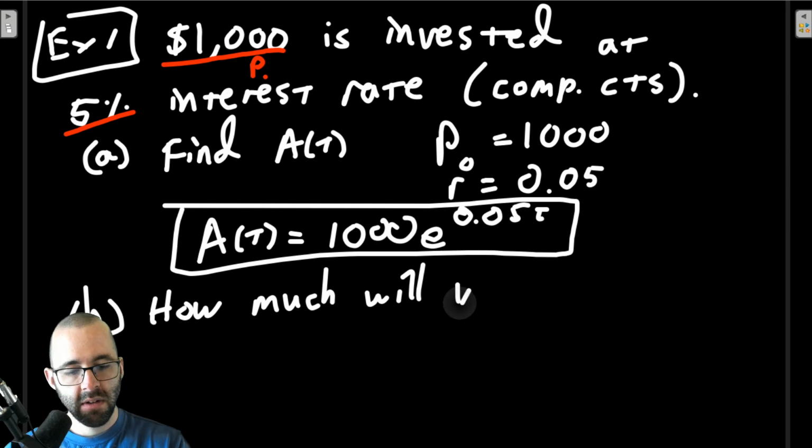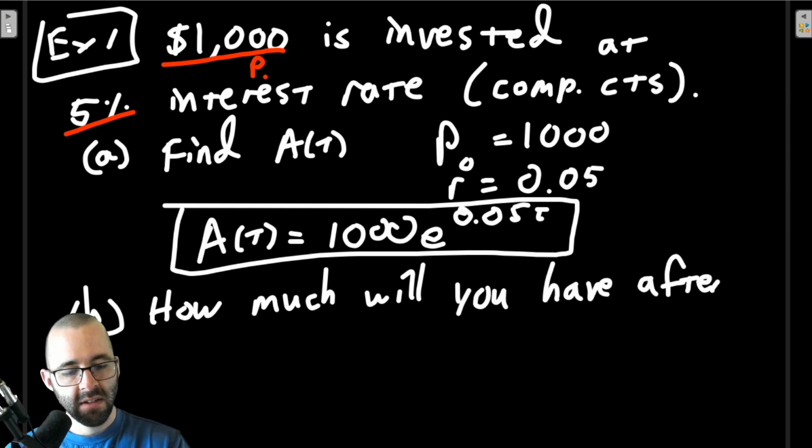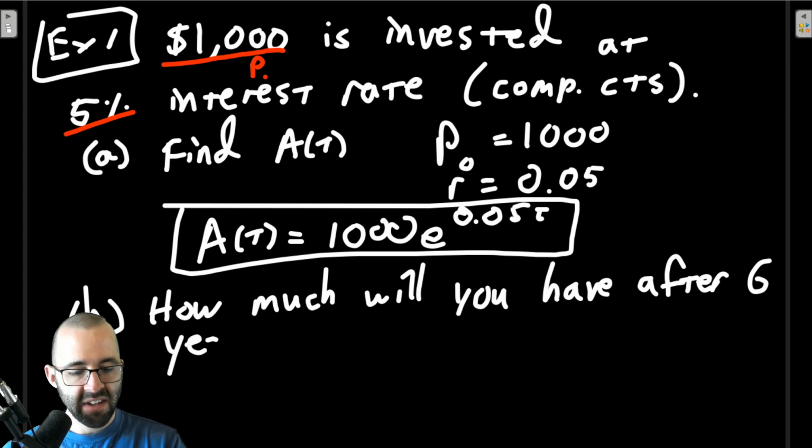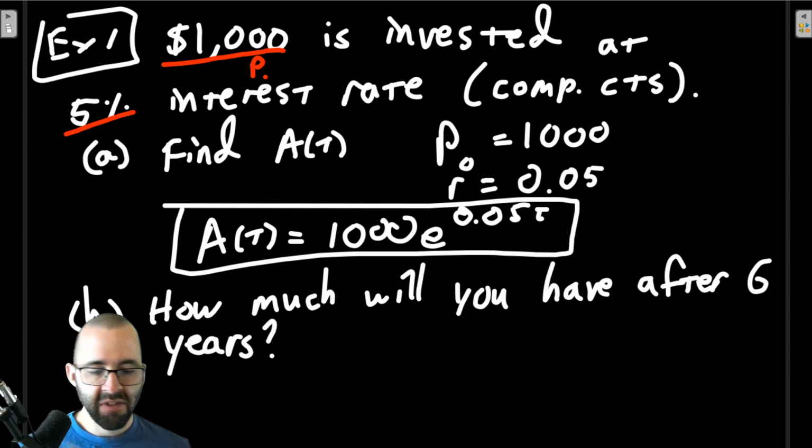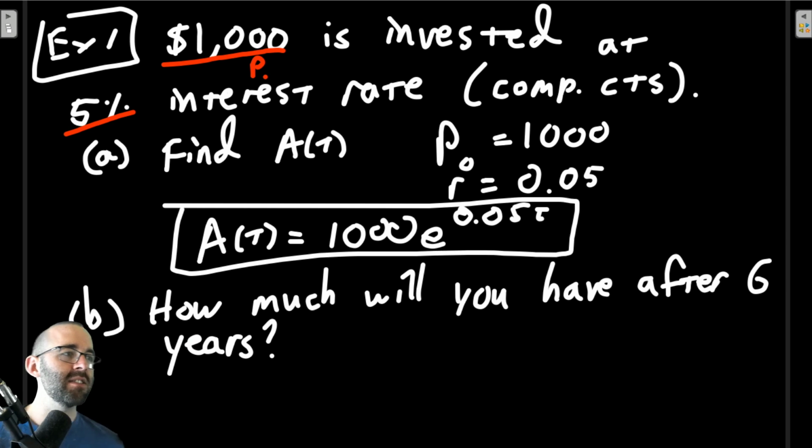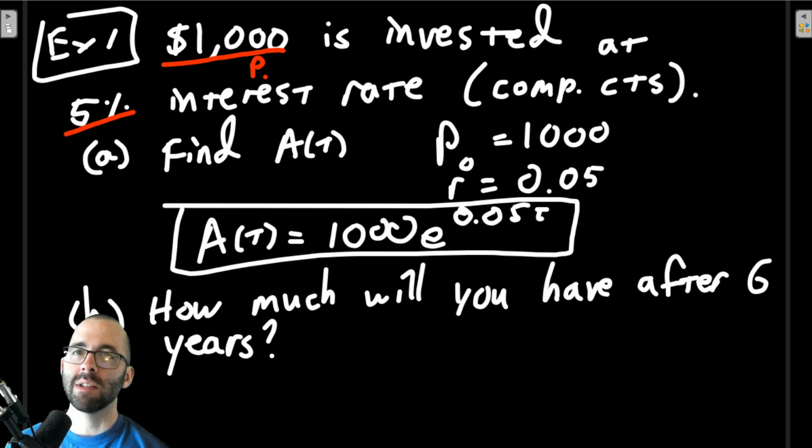Part B, how much will you have after 6 years? So we invested $1,000 at a 5% interest rate. We come back 6 years later and say, how much do I have in this account? You just use the formula.